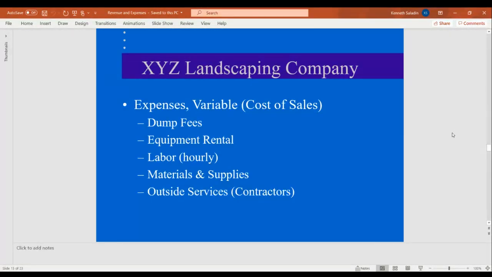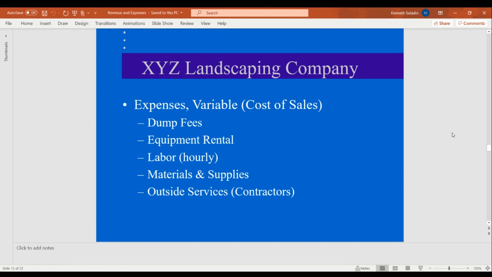They may have dump fees, and you may ask, well, what are dump fees? Many landscaping companies, when they arrive on a job site, might have to remove some existing vegetation, maybe some trees and shrubs need to be grubbed out. There might be some poor soil and rock and other debris that has to be removed from the site. Okay, the landscaping company is going to have to dump these things at a landfill, and they will be charged to dump.